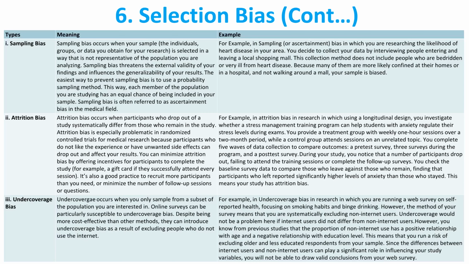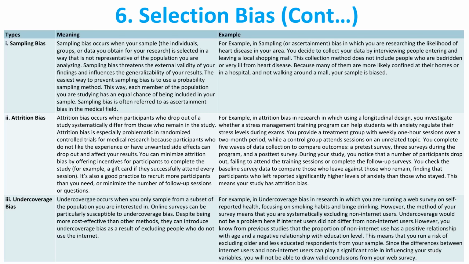For example, in attrition bias in research using a longitudinal design, you investigate whether a stress management training program can help students with anxiety regulate their stress levels during exams. You provide a treatment group with weekly 1-hour sessions over a 2-month period, while a control group attends sessions on an unrelated topic. You complete 5 waves of data collection to compare outcomes, a pre-test survey, 3 surveys during the program, and a post-test survey. During your study, you notice that a number of participants drop out, failing to attend the training sessions or complete the follow-up surveys.